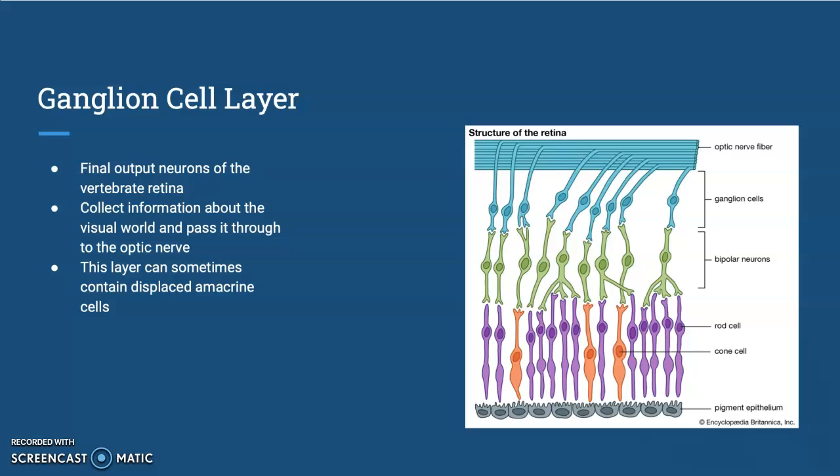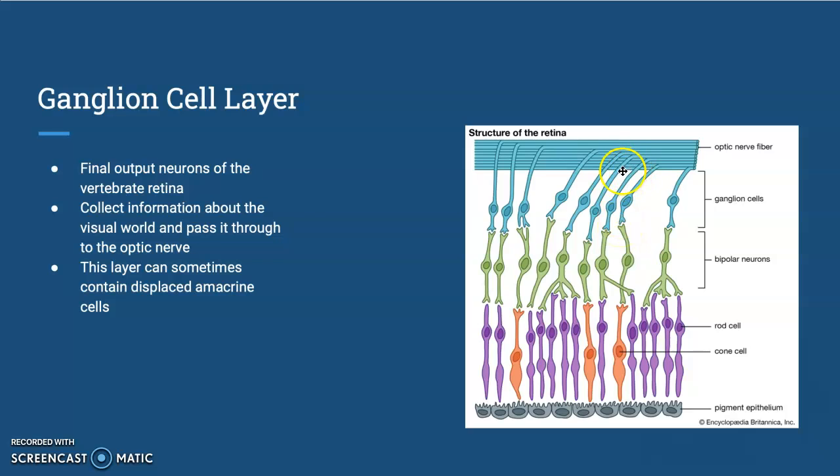Next, moving into the ganglion cell layer, this is the final output of the neurons into the vertebrate retina. This layer collects information about the visual world and passes it through to the optic nerve. This is the last layer of the retina before the passage of the impulse goes to the optic nerve and to the brain. This layer can sometimes contain displaced amacrine cells. Like I said, those amacrine cells are sometimes found in the ganglion cell layer, sometimes in the bipolar layer.